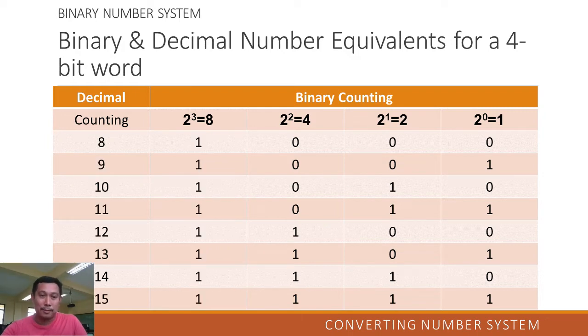What about 8? The 8 is 1, 0, 0, 0. Okay, what about the 9? You have 1, 0, 0, 1. And proceeding with the 15, we have 1, 1, 1, 1. Okay, now here is the trick. I'm going to demonstrate how we arrived at that one using a whiteboard.